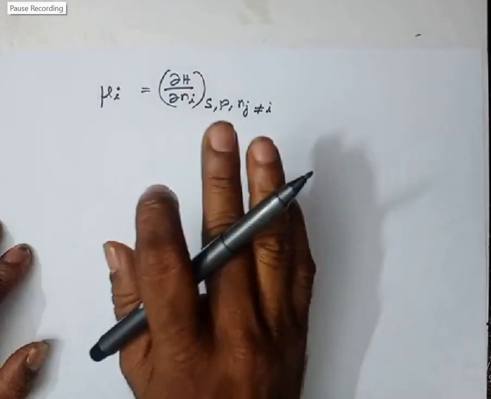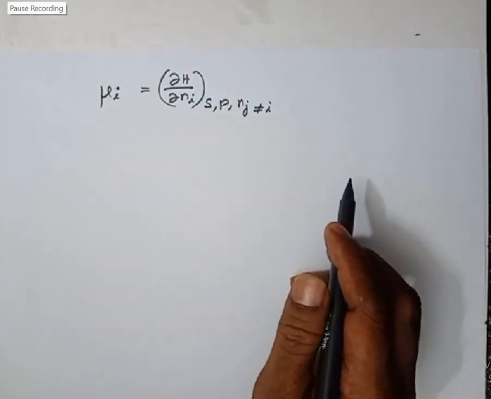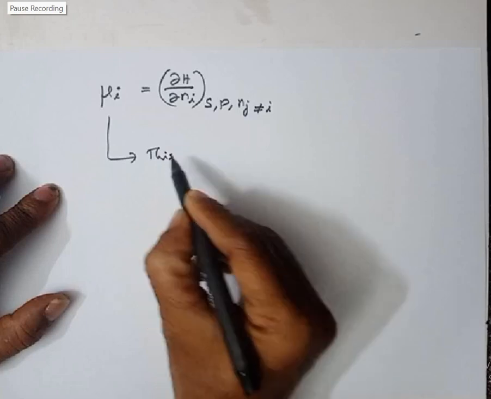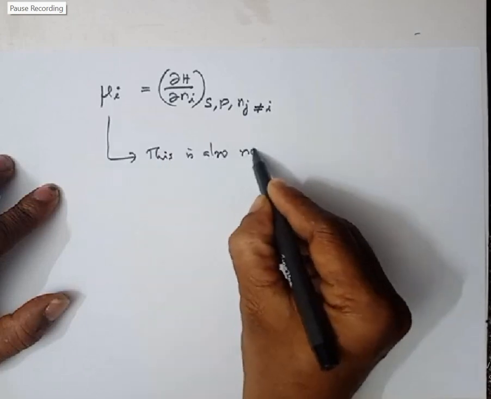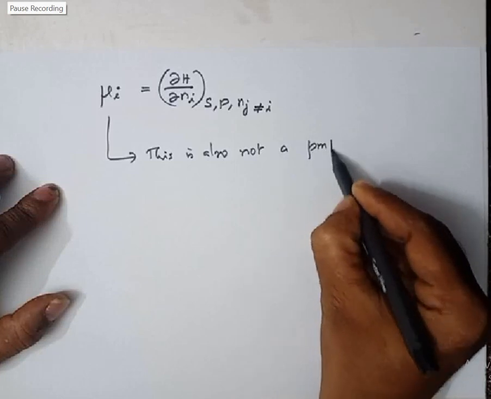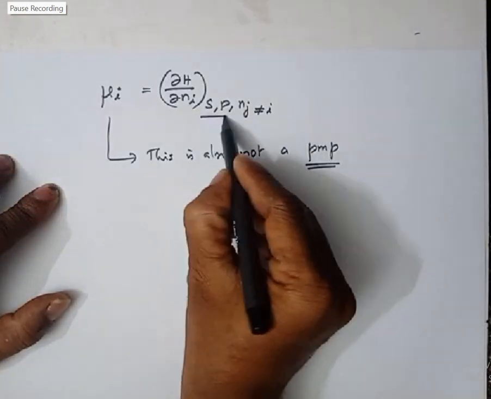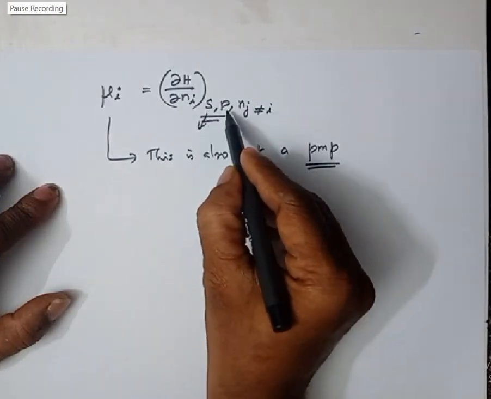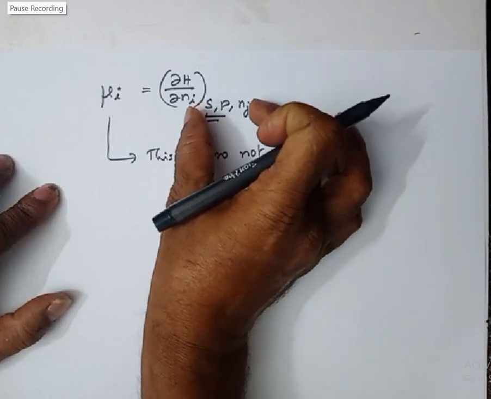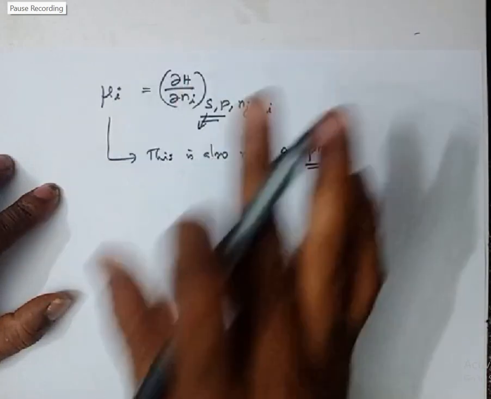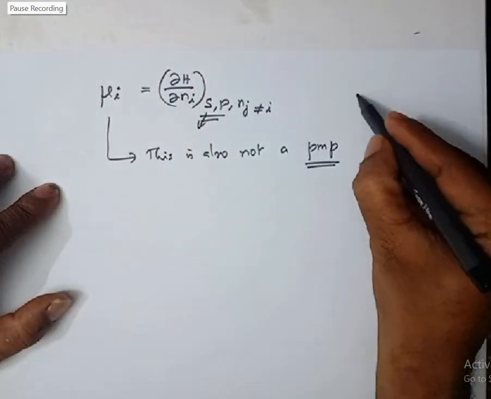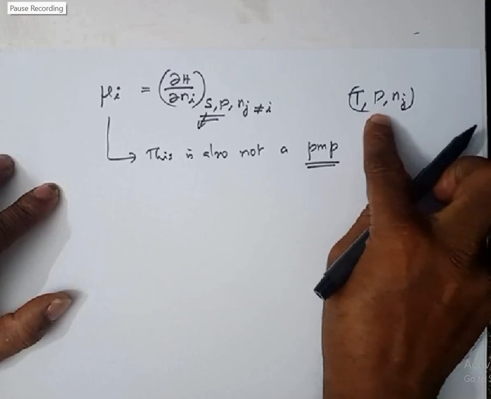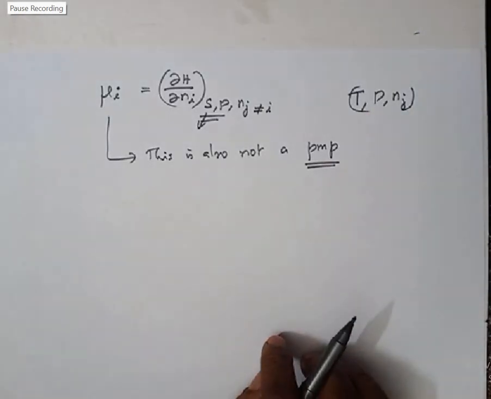Now I'll ask the same question: is this a partial molar property? This is also not a partial molar property. Why? Because we are not keeping temperature and pressure constant, we are keeping entropy and pressure constant. So if we keep this set constant, it is not a partial molar property. For a partial molar property, you should keep temperature, pressure, and number of moles of the components constant. Keep this in mind. Very, very important.